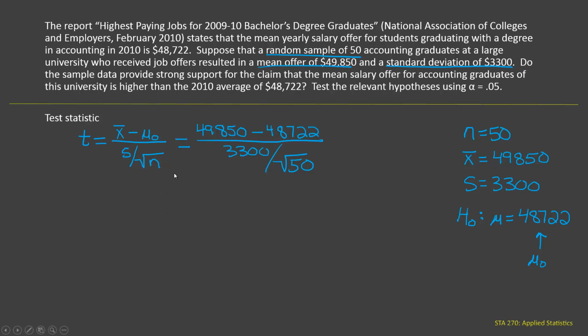So our test statistic T is approximately equal to 2.4170. Now anytime we have a test statistic T, I should go ahead and include the degrees of freedom. Degrees of freedom is n, the sample size minus 1. Our sample size was 50, so our degrees of freedom here is 49.